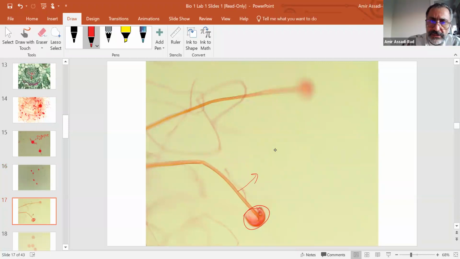This is called stalk. Sporangium, they are full of spores. When it breaks, it gets into the air.